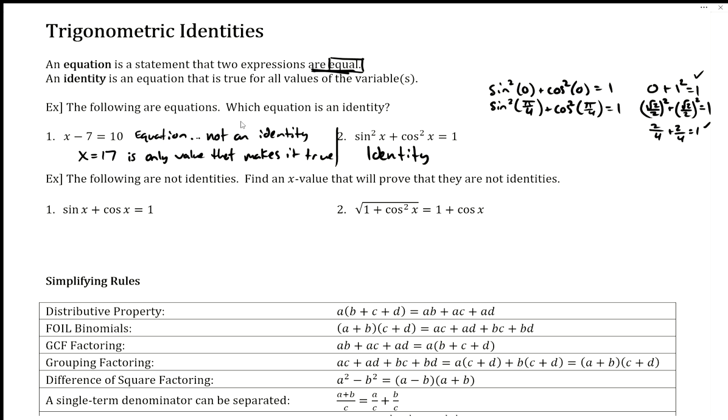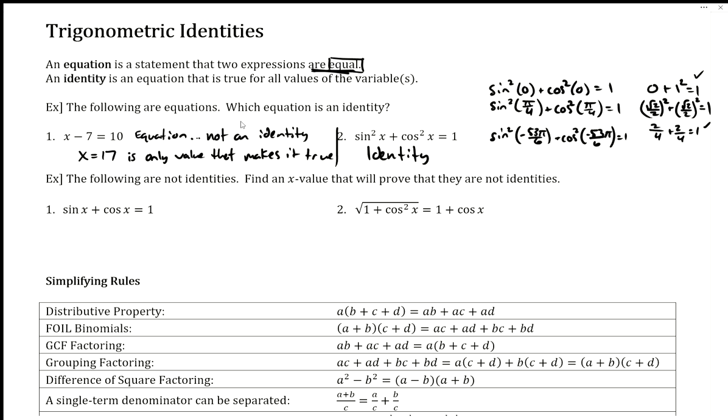And you could do this as much as your heart desires. You can plug in anything that you want in here, like negative 53 pi sixths. As long as it's the same x value, it's always true. Let's not actually do it, but it will definitely be true.